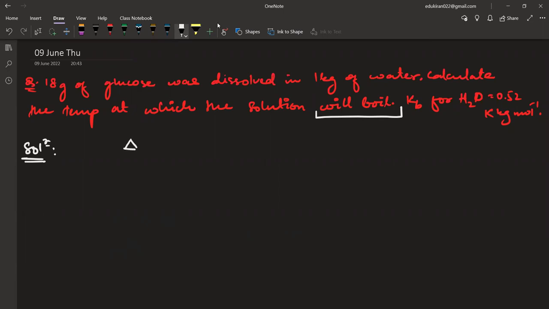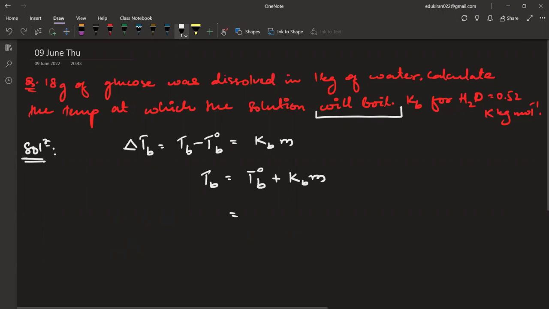Now you tell me, this delta TB is also equal to what? TB minus T naught B, and it is equal to KB into m. So KB into m you have calculated. You have to calculate TB. It will be T naught B plus KB into m. Calculate this now. What will be the value for T naught B? 373.15.